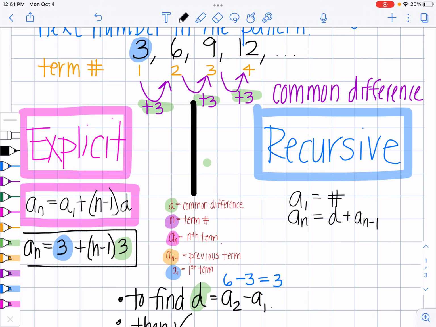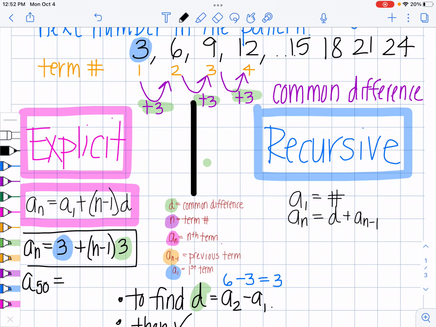Now, you can use that rule. So let's just say I wanted to say, all right, can you find for me the 50th term? Well, sure, you could go ahead and count, okay, 3, 6, 9, 12, 15, 18, 21, 24. You could keep counting. You could do that. Or you could use this formula.